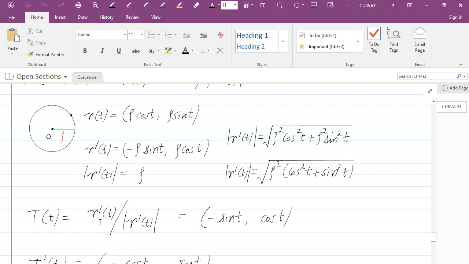Well, it is r prime of t over the length of r prime of t. So notice that this is r prime of t right here, and then we divide that by the length of r prime of t. So we divide r prime of t by rho, and if we do that, we get negative sine t, cosine t. So this is capital T of t. Good. So we now have the unit tangent vector.